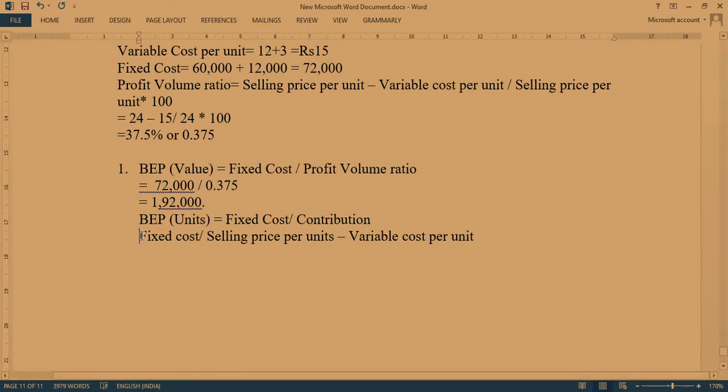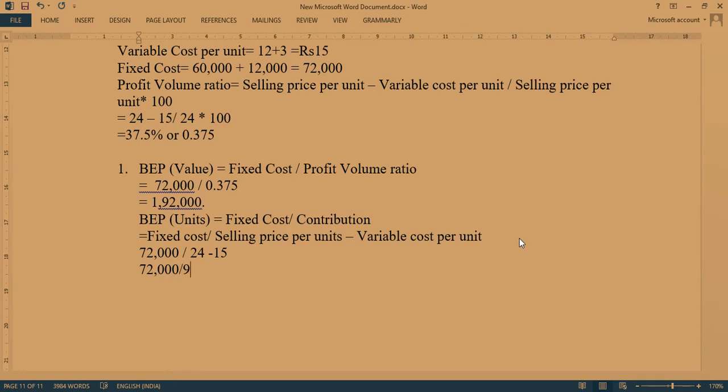We already know the fixed cost, the selling price per unit, and the variable cost. The fixed cost we are getting is 72,000, divided by selling price per unit 24 minus variable cost 15. With the help of the available information you can solve the entire solution: divided by 9, you will get approximately 8,000 units.